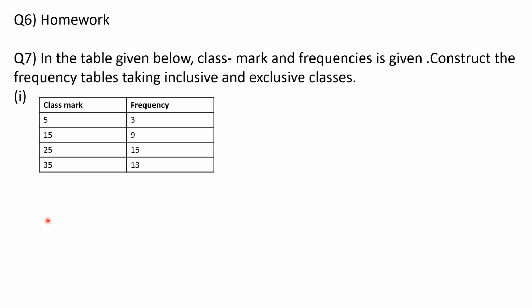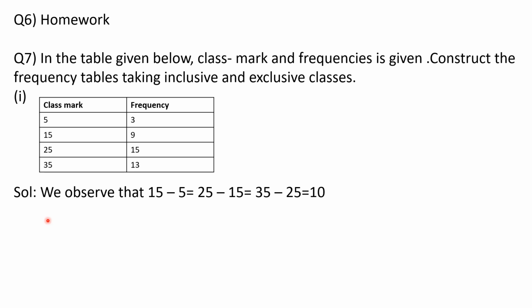Now student, we observe that the class marks, if you see 15 minus 5, 25 minus 15 or 35 minus 25, what you get is a difference of 10. Means the class width over here is 10. So the class width or class size, you can say, from the given table we find it is 10. The class mark is given, that is 5, and the class width we got is 10.